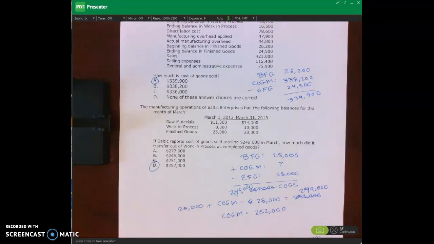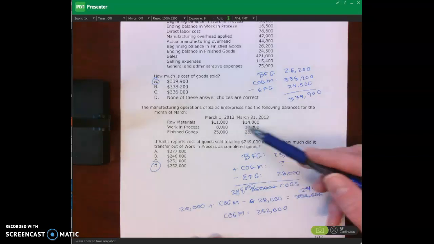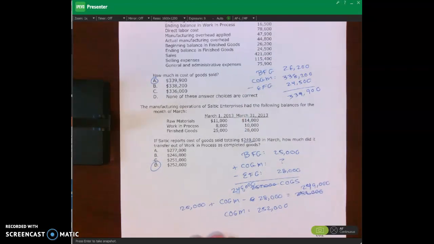Let's look at the next problem. The next problem is kind of tricky because it's asking you to back into figuring out cost of goods manufactured. It's asking, what's the cost of the units transferred out of work in process as completed goods? That's simply another way of asking, what is cost of goods manufactured? We could use the cost of goods sold formula and back into our cost of goods manufactured. So we have our beginning finished goods, our ending finished goods, and our cost of goods sold. What we want to know is our cost of goods manufactured.